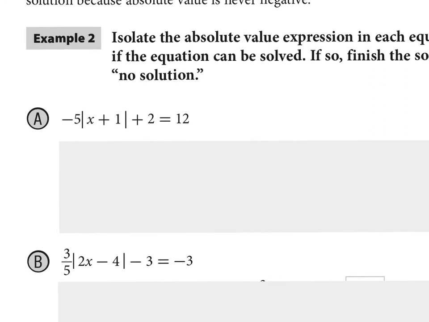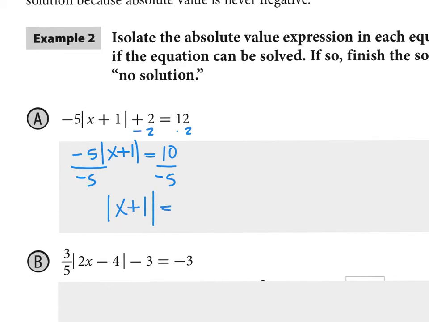So I'm going to get rid of the 2 first, minus 2, that's going to give me negative 5, absolute value of x plus 1 equals 10. And then I need to get rid of that visitor, negative 5, so I'm going to divide him out. That's going to give me the absolute value of x plus 1 equals negative 2.